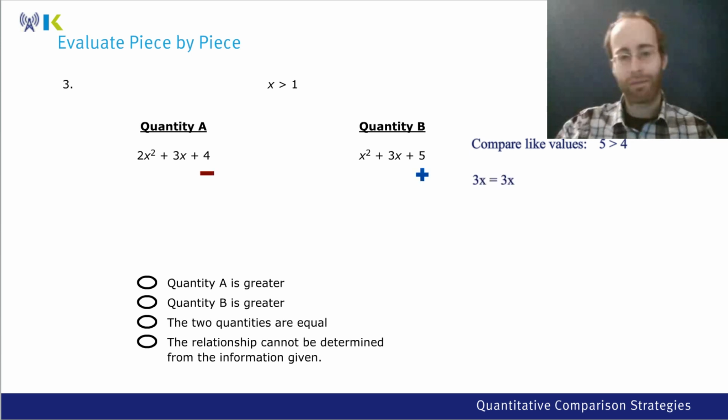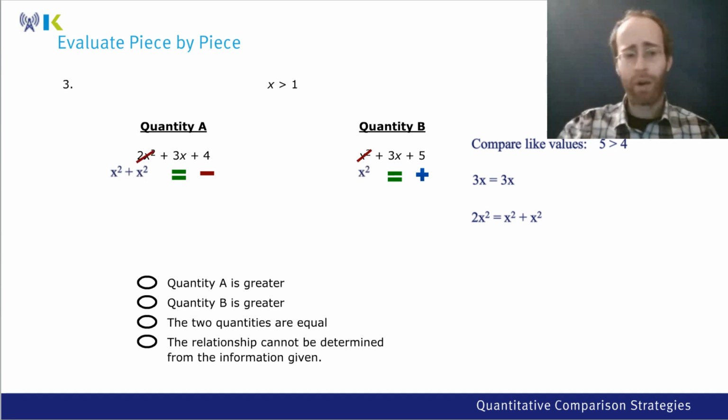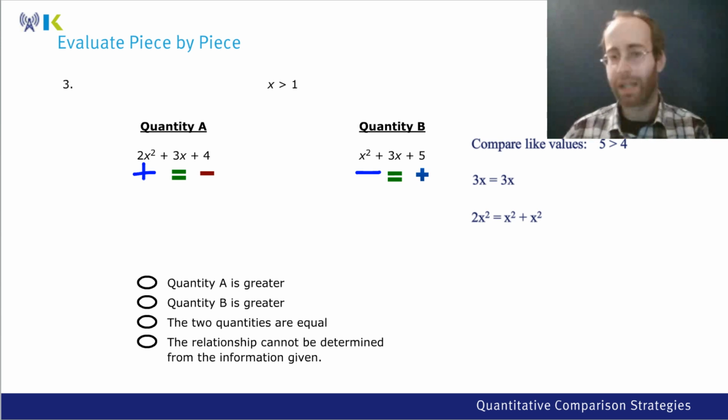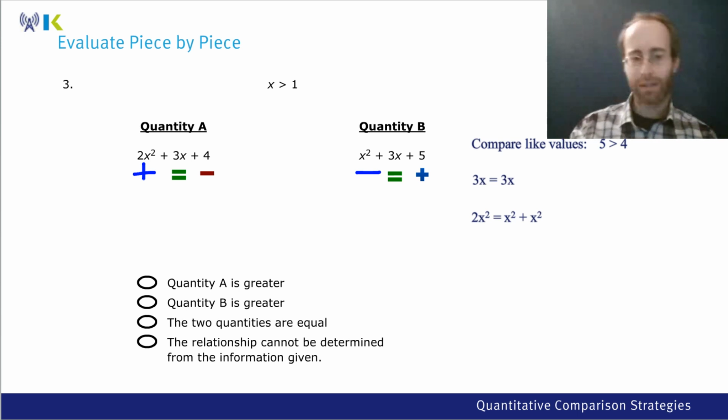And 3x and 3x are the same. But then when you got to 2x squared versus x squared, that one had it where the 2x squared was definitely bigger than the x squared. So now we had a split, right? We had a plus, an equals, and a minus in both quantities. So what do you do on test day when that happens?